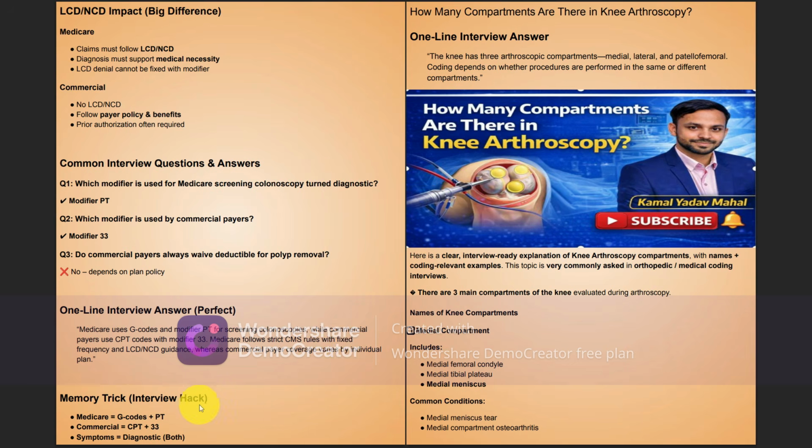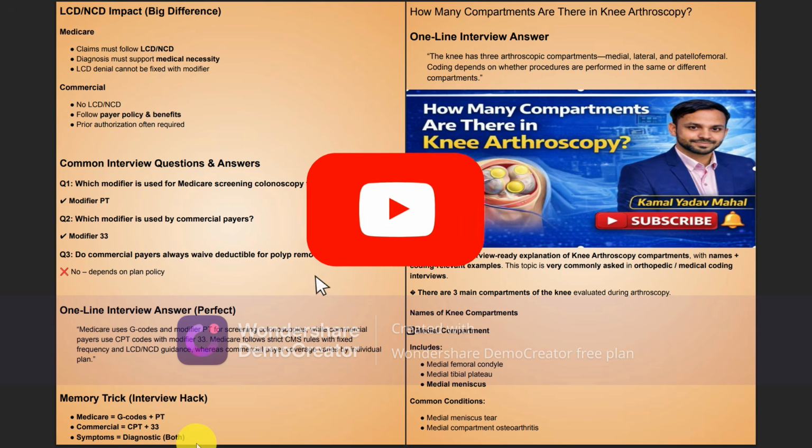Memory tricks, interview hacks: Medicare, G codes plus PT; commercial, CPT code plus 33; symptoms, diagnostic.